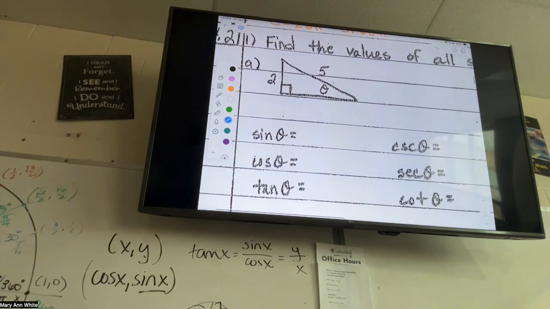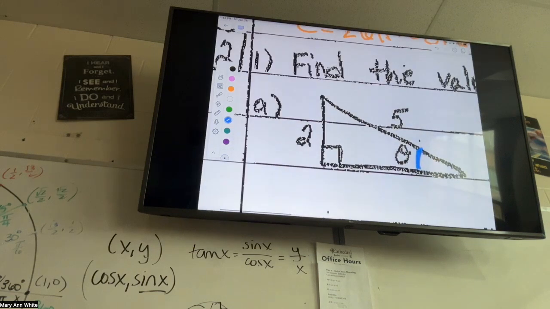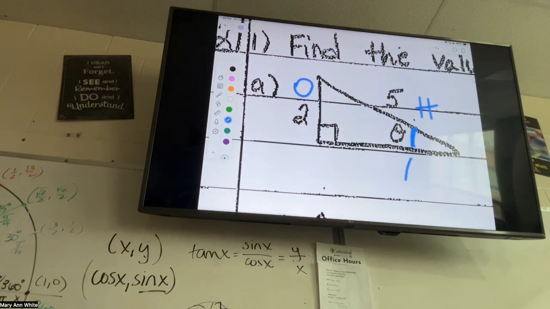Okay. Now notice that I've got my little theta over here. Can you tell me what's my hypotenuse on the first triangle? 5. Good. What's my opposite? 2, and then it's my adjacent. It's just blank. I don't know this. Does anyone know how I could go about finding what that side is?